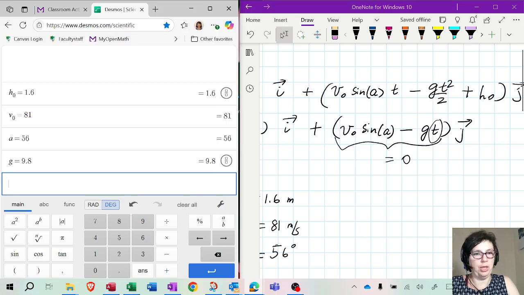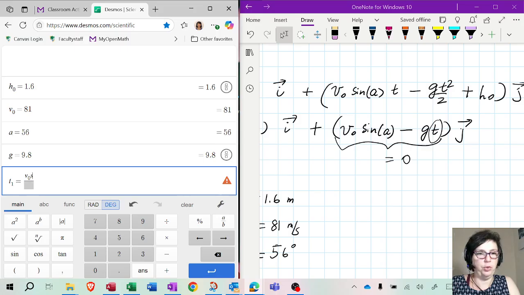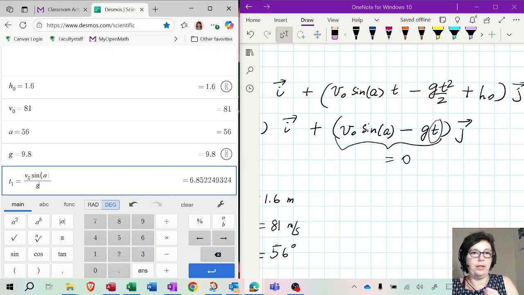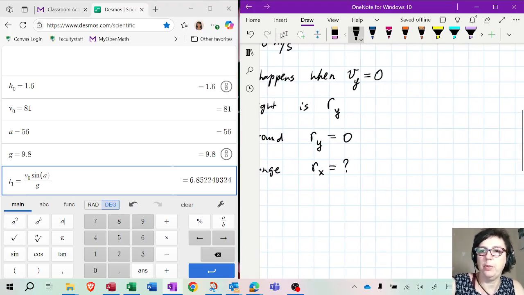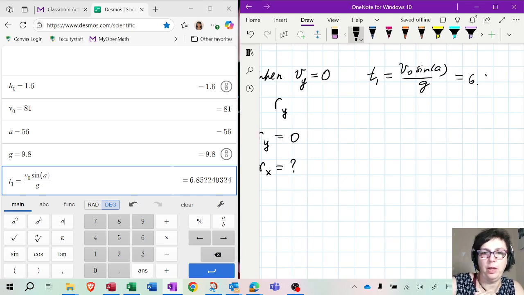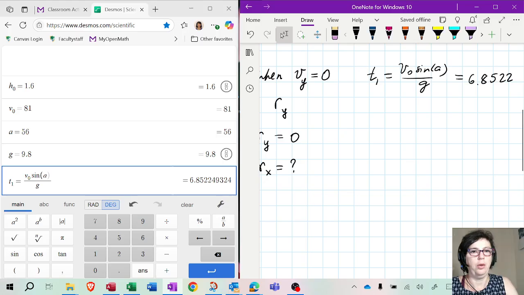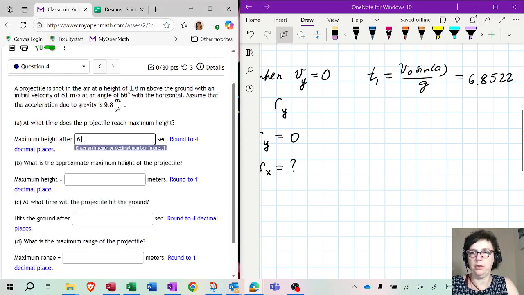So I'm going to call it t1 for the first time of interest. On the top, I will get V0 sine A. On the bottom, I get G. Okay, so now I have the time. I solved it. So let me just write this down. Maximum height is going to happen when t1 equals V0 sine A divided by G. And I got something like 6.8522. Okay, so that's going to be your first answer here.